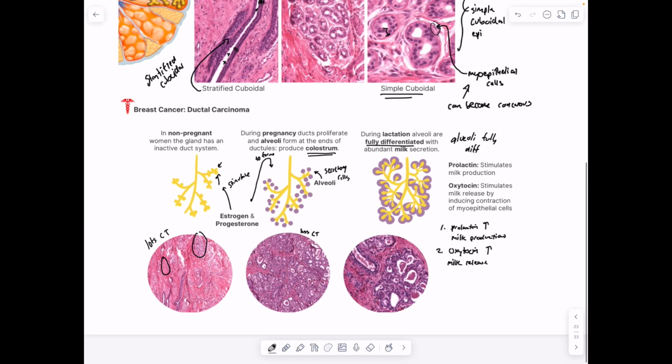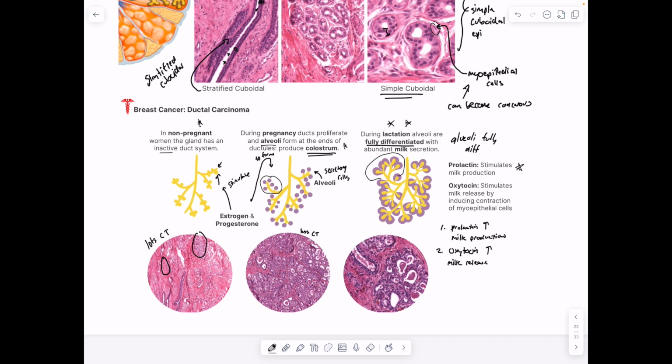We are going to have differences based on non-pregnant breast, pregnancy, and then lactation. In a non-pregnant woman, the gland has an inactive duct system. During pregnancy, the glands proliferate, and you're going to have the formation of alveoli, producing a concentrated milk, colostrum. And then during lactation, the alveoli are fully differentiated and can produce a lot of milk.